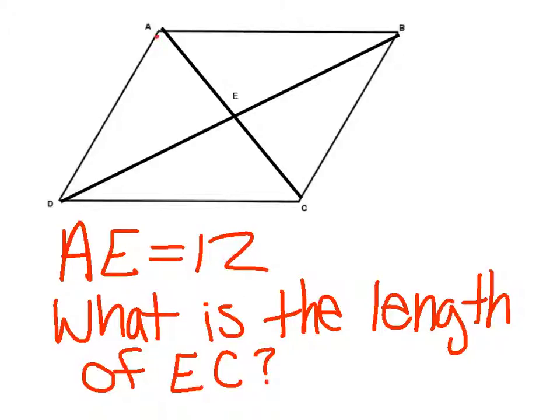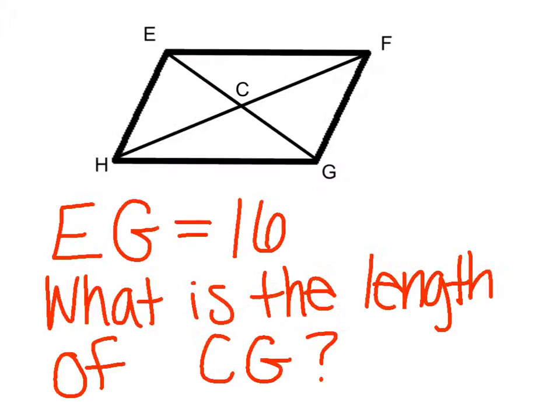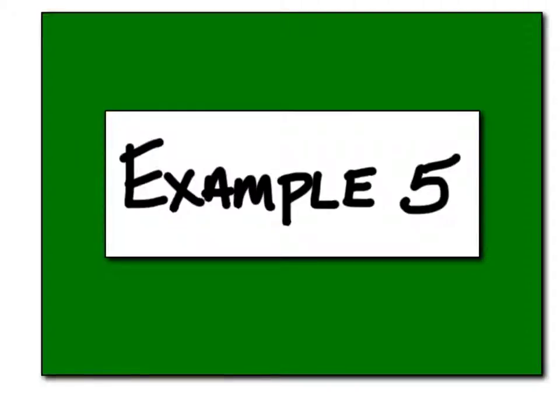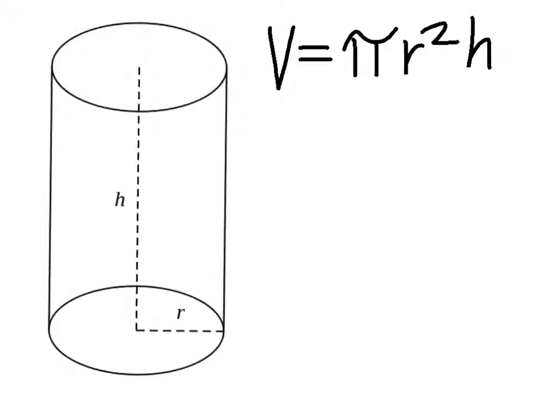Solution for the practice problem. If AE, which is the distance from A to the center, is 12, what is the length of EC? So what's the length of this whole entire thing? If 12 is half of AC, then that means that EC is going to be 12. Yeah, EC will be 12 also. Okay, example 5.